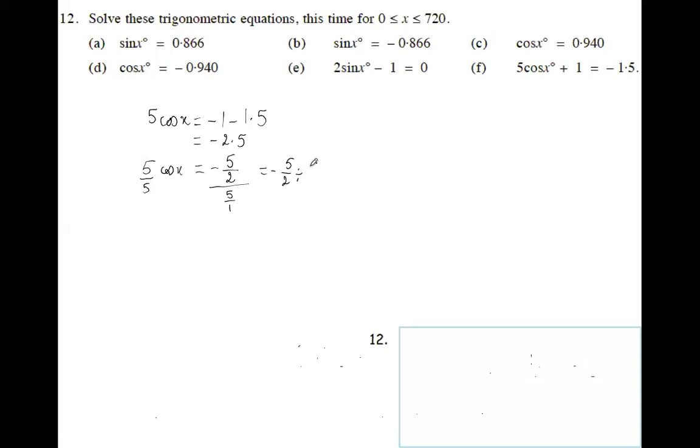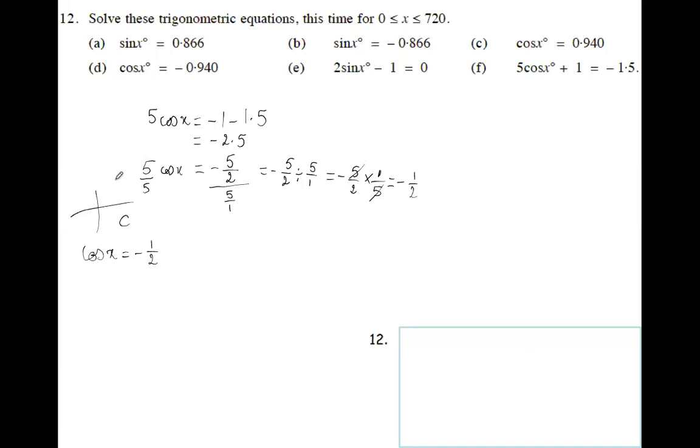So that would be negative 5/2 divided by 5/1. So what did we say we do to the divide sign? You flip it, so you change the sign to multiply, but you flip this one. So 5/1 becomes 1/5. And now you can just simplify 5 and 5 because 5 divided by 5 is 1, and your answer is just -1/2. So we're looking for cos x equal negative 1/2. And we've done that before.